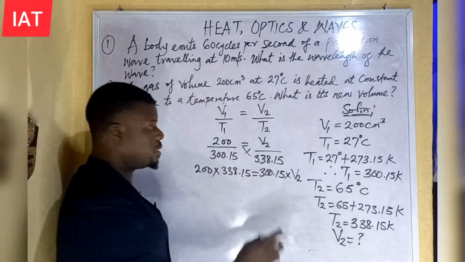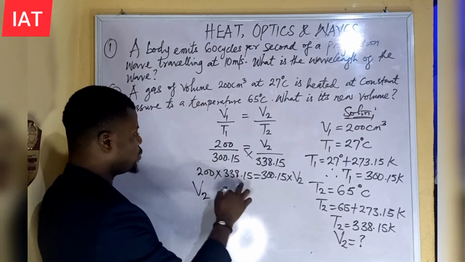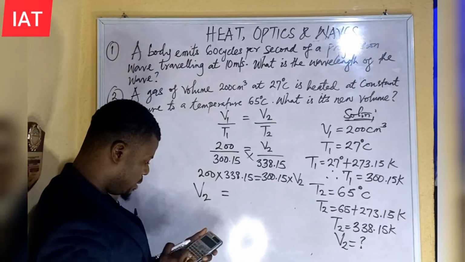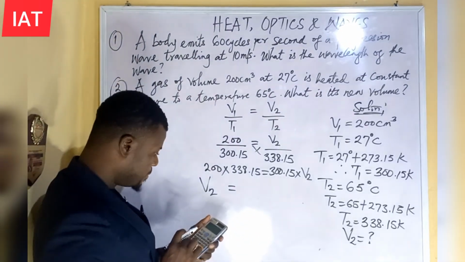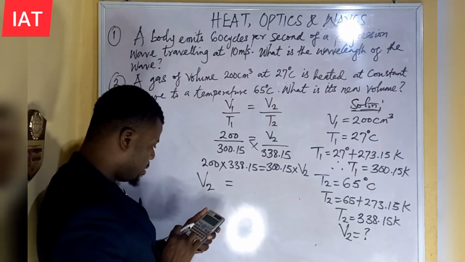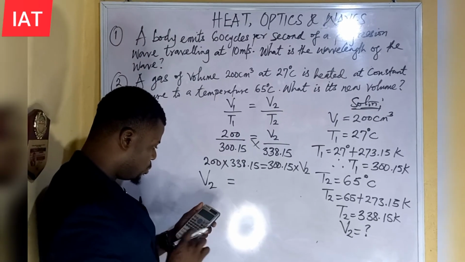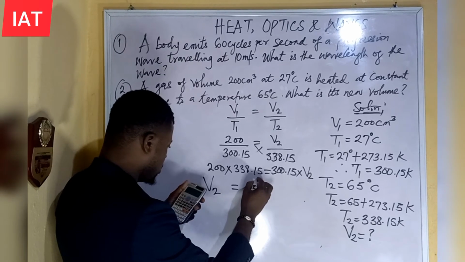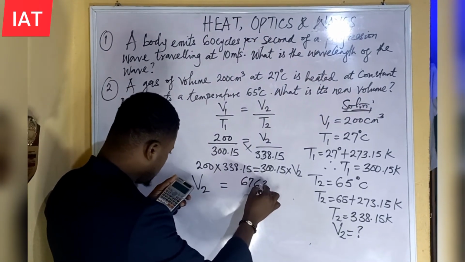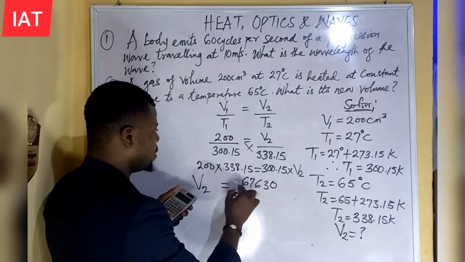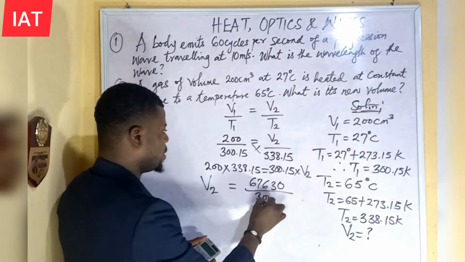So because we want to make V2 the subject of the formula, V2 will be equal to the product of 200 multiplied by 338.15, and this will result to 67630, divided by 300.15.